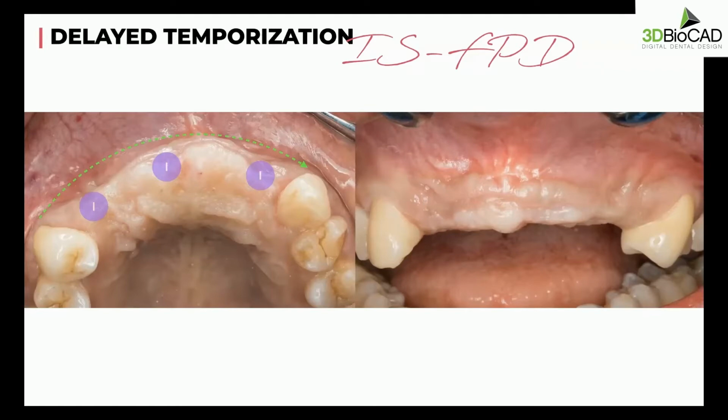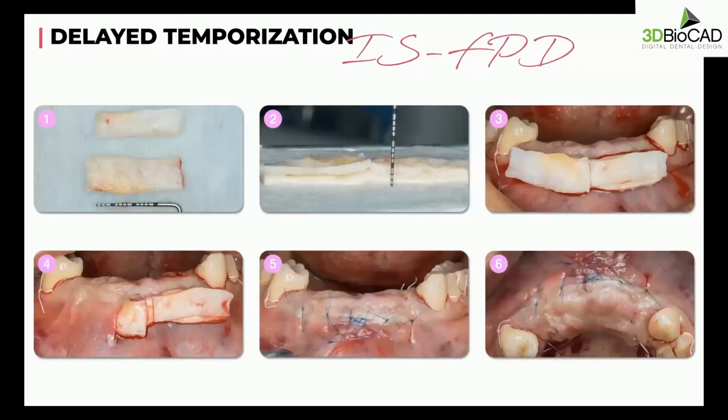Vertically, it seems okay, but horizontally, we're lacking quite a bit of volume. So in cases like this, we need to do some soft tissue grafting first before we can actually shape the soft tissue with our provisionals. So let me just briefly go over the surgical technique that I used for this case.